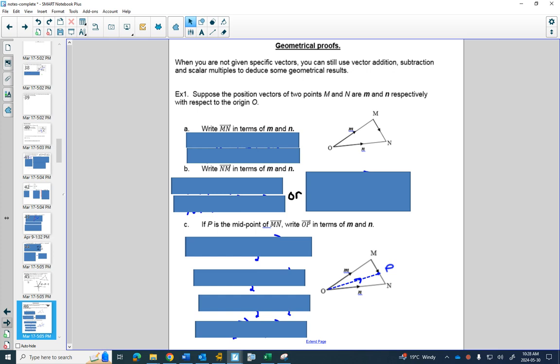You've got two position vectors m and n with respect to the origin. So you can go from m to n quite easily. M to n would be going from m to o, and then o to n. Ooh, the vector moved. Not as exciting as my last vector, but still made a word. It will just be negative m plus n.